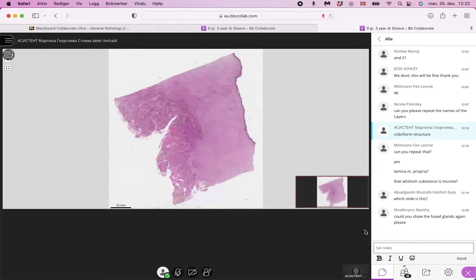The next slide is number 36. Squamous cell carcinoma, keratinizing squamous cell carcinoma.